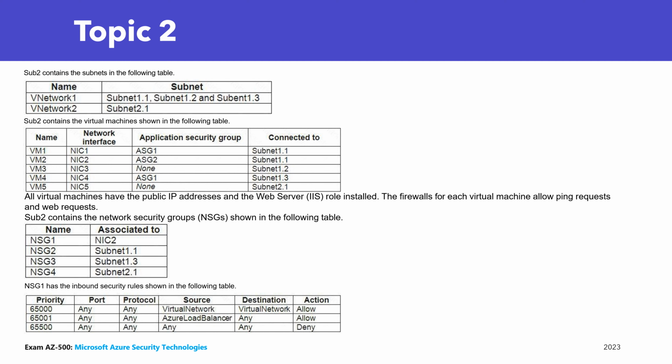Sub 2 contains the subnets in the following table. Sub 2 contains the virtual machines shown in the following table. All virtual machines have the public IP addresses and the web server, IIS, role installed. The firewalls for each virtual machine allow ping requests and web requests. Sub 2 contains the network security groups, NSGs, shown in the following table.